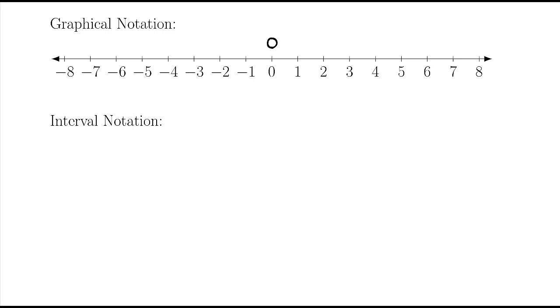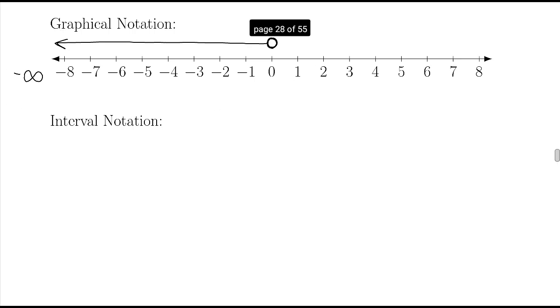Now, the values less than 0, of course, on my number line are all the numbers to the left. So my graphical notation here is indicating that from 0 to negative infinity and any number in between, those are all solutions to our inequality. Now, interval notation is a way to summarize this graph.